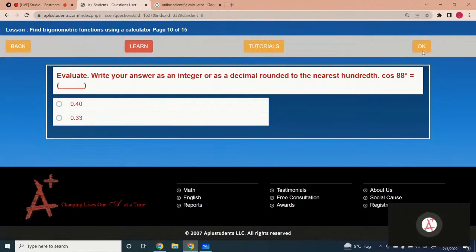Okay, the next one is evaluate. Write your answer as an integer or as a decimal rounded to the nearest hundredth. So you have to find the value of cos 88. The value of cos 88 is 0.33. Got it? So select the correct option and click on the OK button.